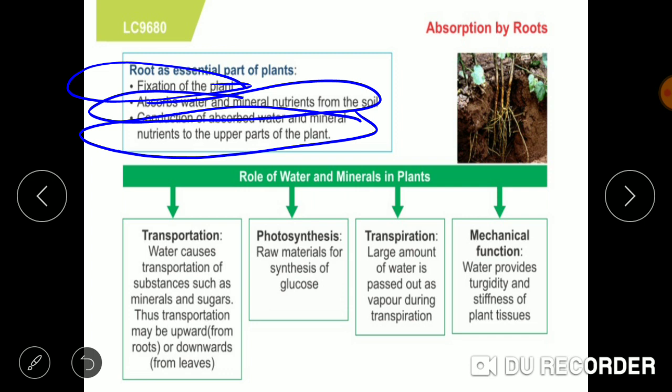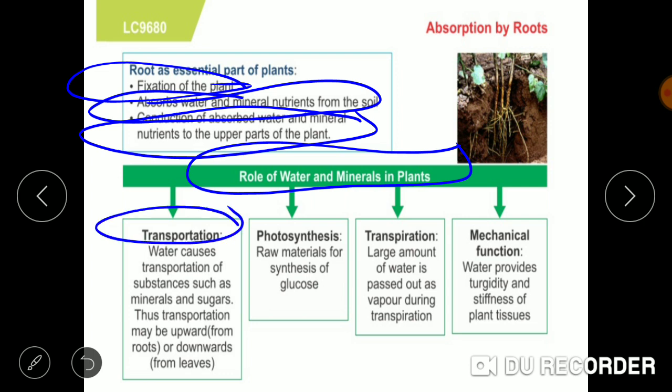So what is the role of water and minerals in a plant? Let us discuss that. These water and minerals help in transportation. The water helps in transportation of minerals from the soil towards the plant. As well as, water is a raw material for the synthesis of glucose in the process of photosynthesis. Water is required in the process of photosynthesis.